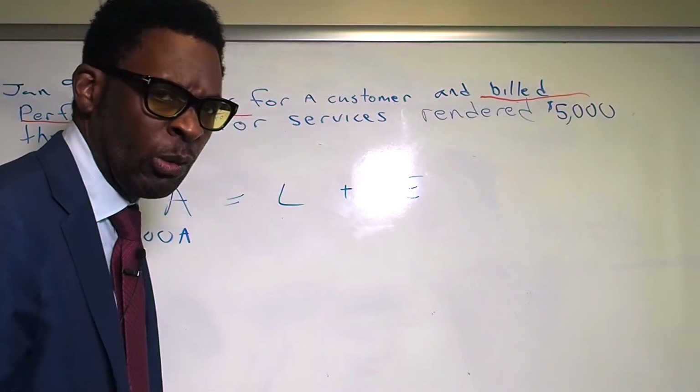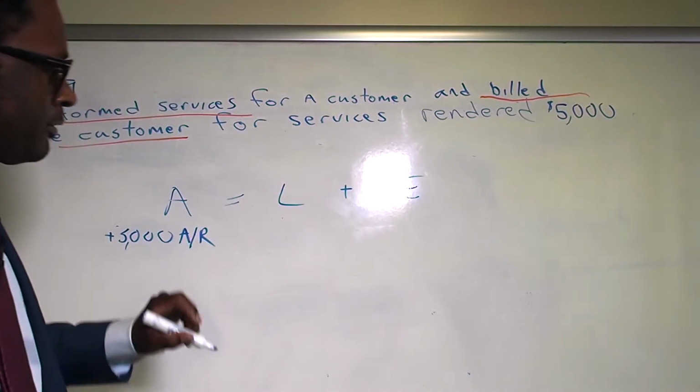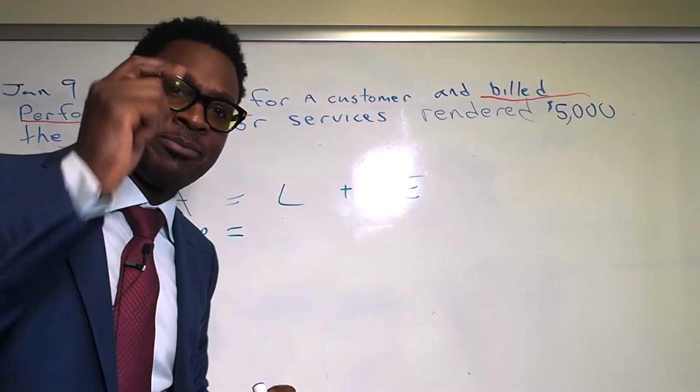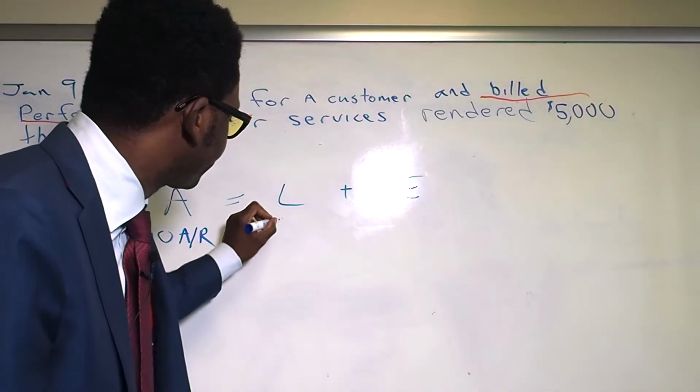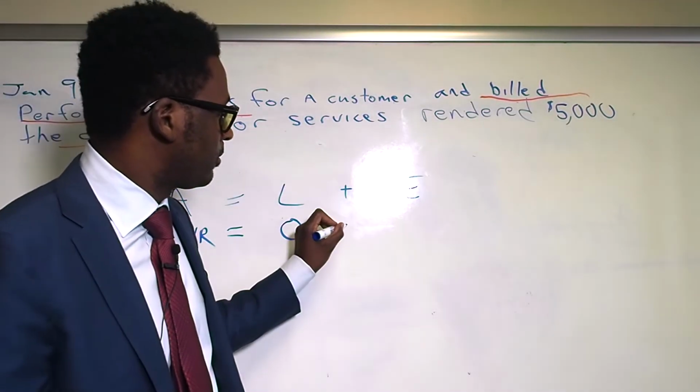Now that's a long word, gang. I'm gonna just put AR, but y'all know what I'm talking about. Accounts receivable. Were any liabilities affected? Liabilities are things that we owe. Absolutely not. Okay. What about stockholders' equity?